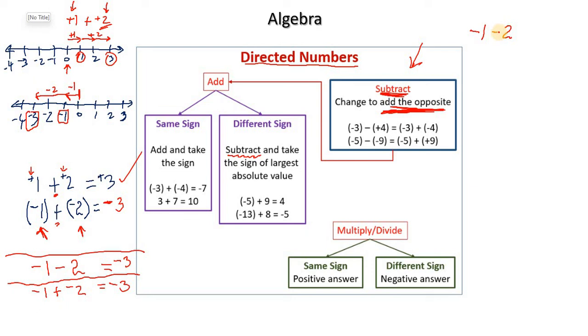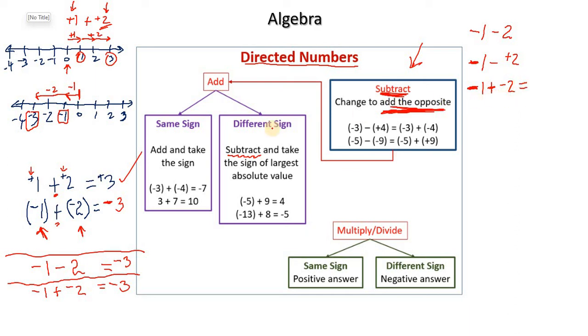So what are we subtracting? We are taking -1 subtract +2. But we don't usually put the positive sign. So -1 subtract +2, correct? That's how I thought of it at first when I saw it, which is correct. But what they're saying here is to change this subtraction to add the opposite. So we're going to change this subtraction to addition. And what's the opposite of +2? -2.